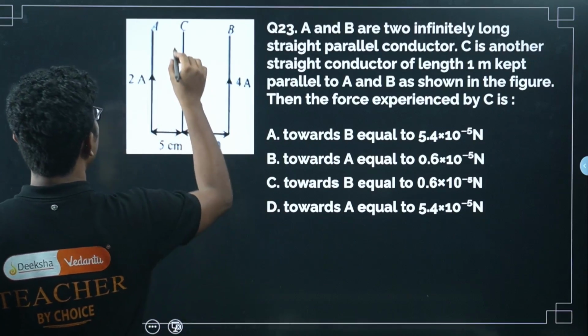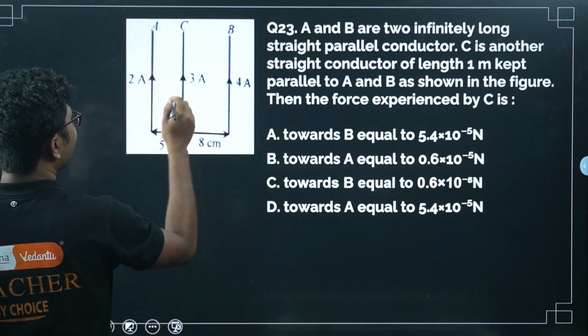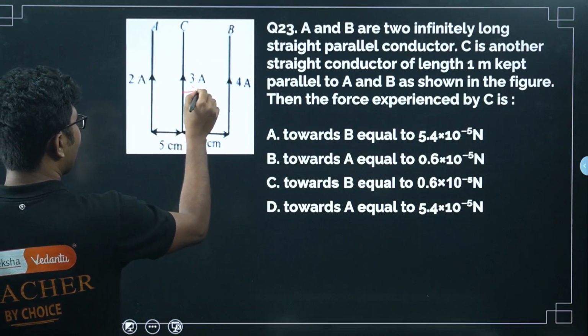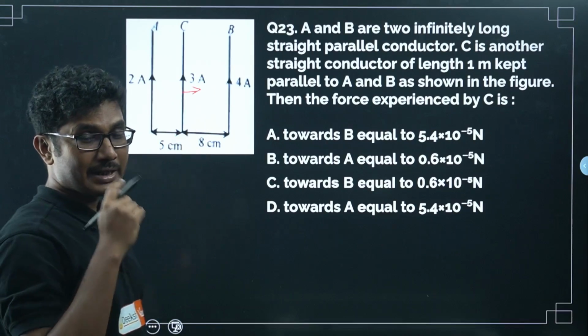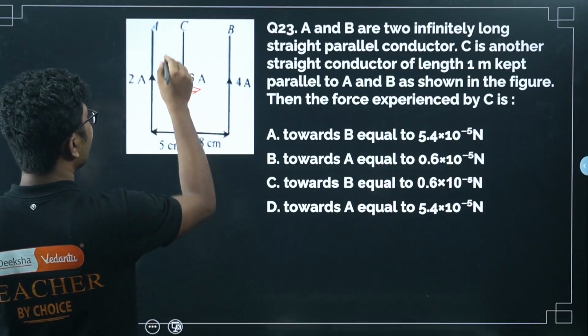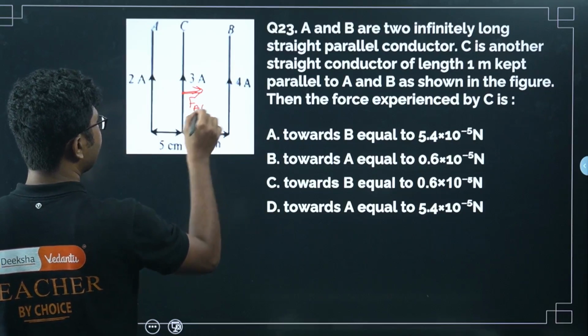So what they have asked you is to find the force experienced by C. Now due to this wire, it will experience a force. I already told you, currents flowing in the same direction experience a repulsive force. Repulsive force means away from it. So the force due to A on C is in this direction.